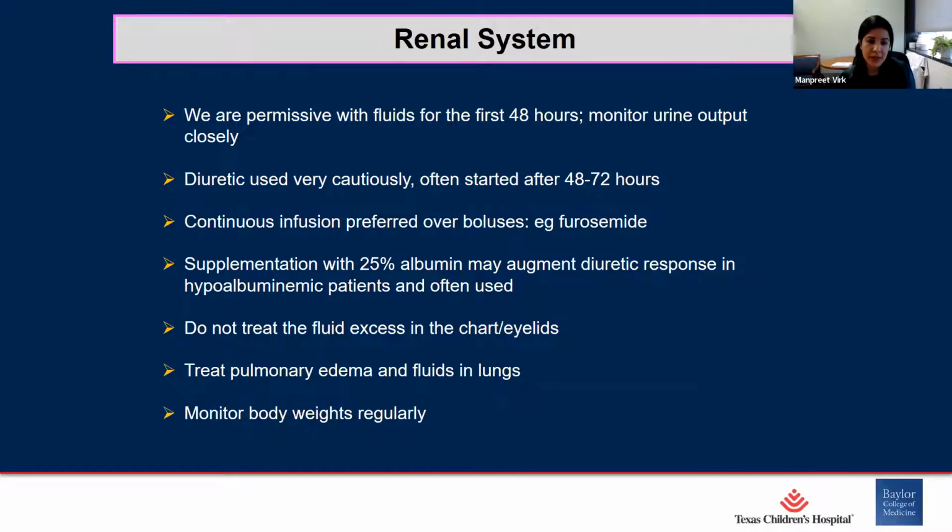We do check serum albumin levels along with the liver function test daily, and we'll keep the albumin level close to 3 and above. We would treat if there's any signs of organ dysfunction or pulmonary edema and fluids, and we monitor body weights regularly as well as a fluid overload percent daily.